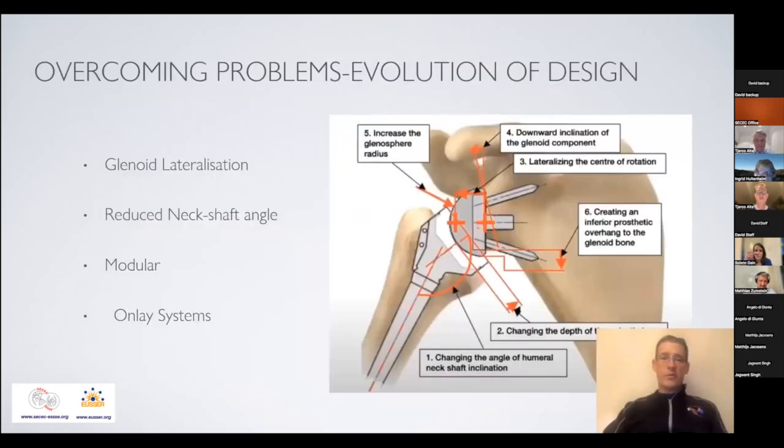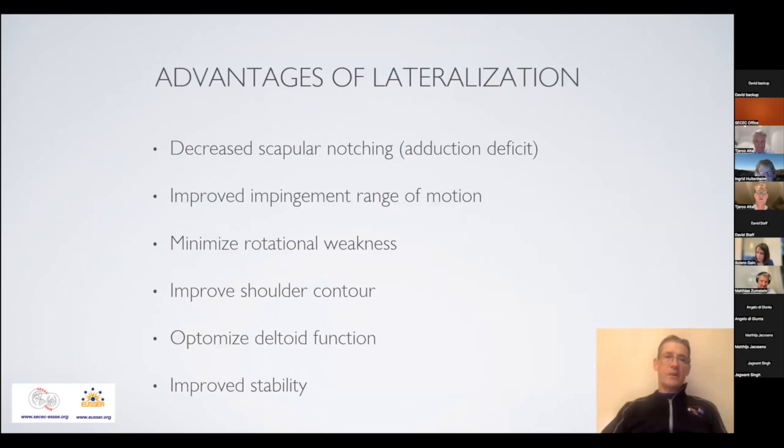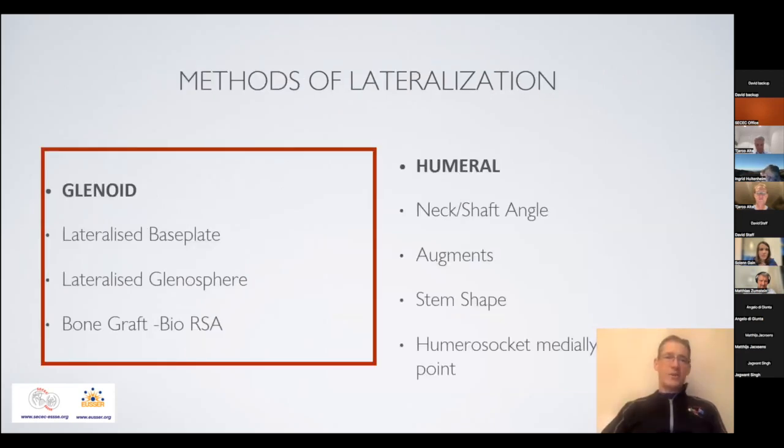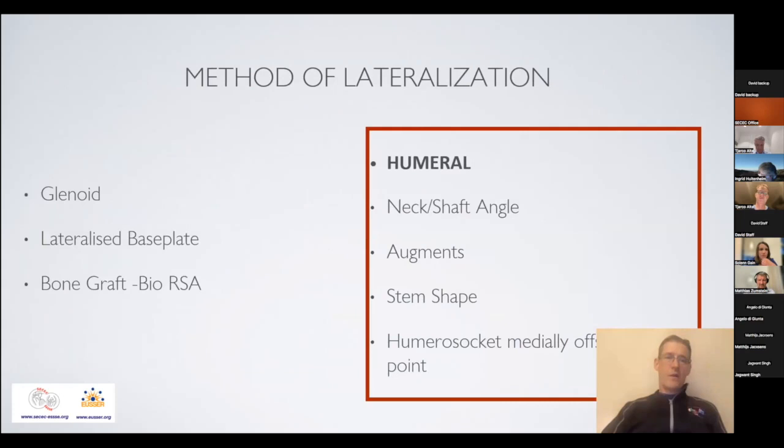Reverse geometry shoulder replacement design has evolved to overcome these issues, with features on the glenoid side such as increasing glenoid size, eccentricity, and lateralization of the center of rotation, and also other features on the humeral side, which I'll come to. The advantages of lateralization include decreased scapular notching, improved impingement-free range of motion, increased rotational strength, improved shoulder contour, and improved stability. Lateralization can take place on the glenoid side or on the humeral side, or with combinations of both.